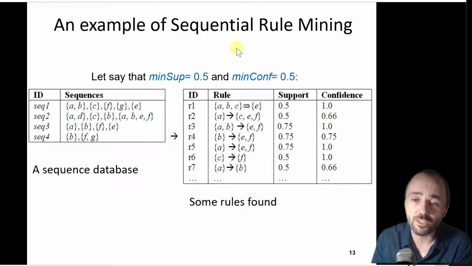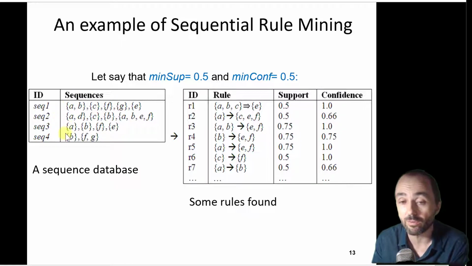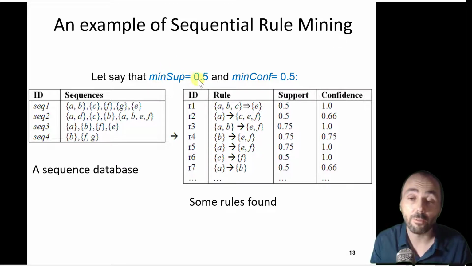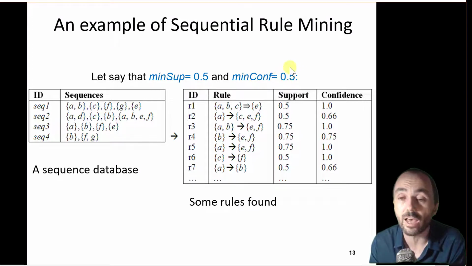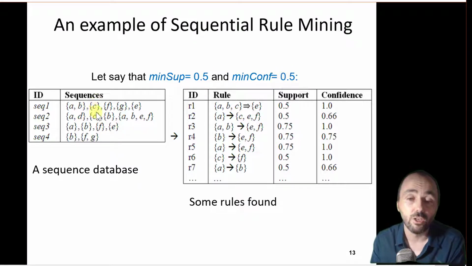So here we have a complete example. On the left we have a sequence database, similar to what I have shown to you before. We have 4 sequences, and then we need to set the 2 parameters. The minimum support means the frequency. We want to find the rules that appear in at least 50% of the sequences of the database. So we set 0.5, and we want the confidence to be at least 0.5. Based on this, we will find the rules.